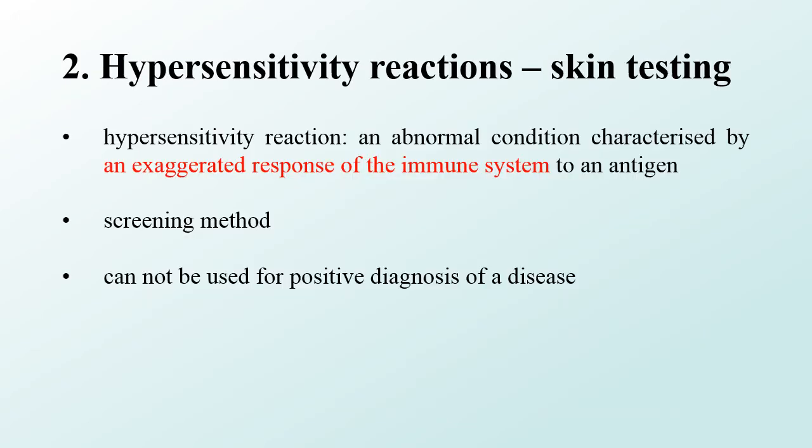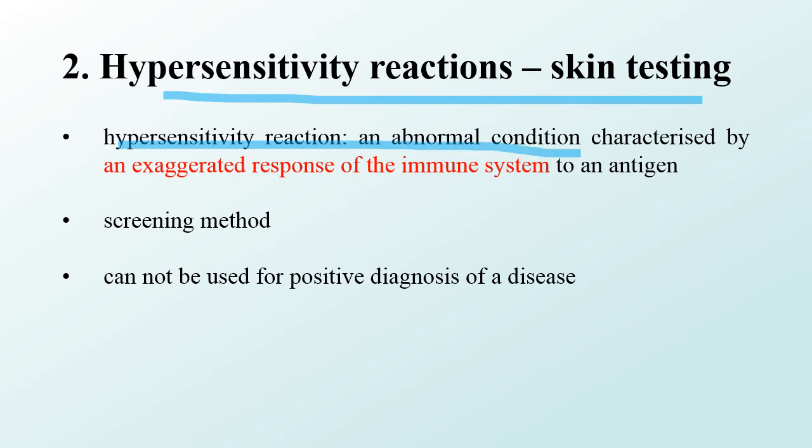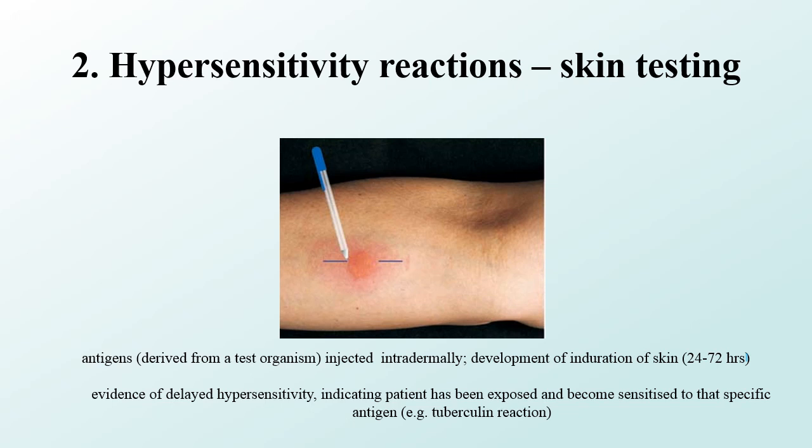Okay, the second one is the hypersensitivity reaction, also known as skin testing. Hypersensitivity reaction is an abnormal condition characterized by an exaggerated response of the immune system to an antigen, and it is often used as a screening method and cannot be used for positive diagnosis of a disease. This means that after you know it's positive in a hypersensitivity reaction, you have to go through another test to confirm the disease.